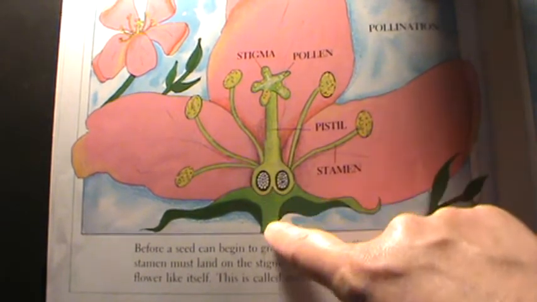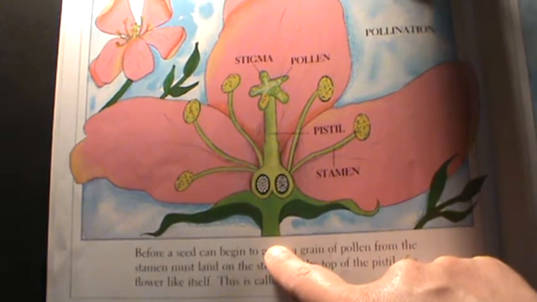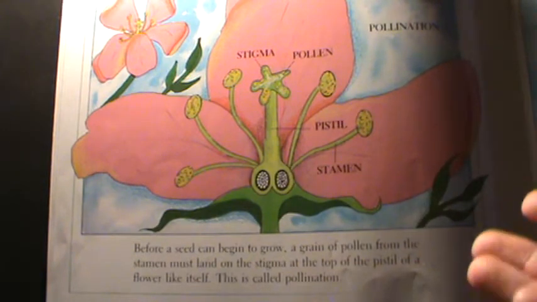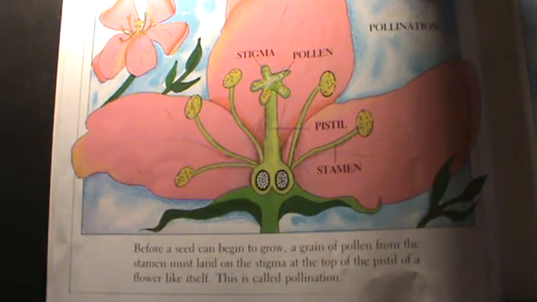What about the stem? How does the stem help the plant? Right, it holds the plant up. It helps it take in water from the soil, and then it takes it to the rest of the plant.